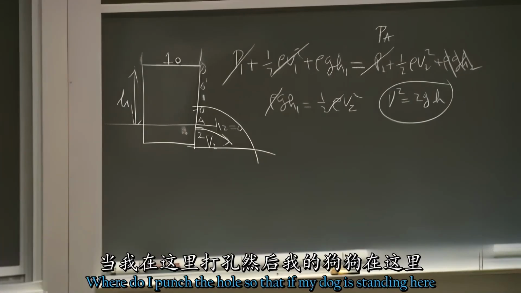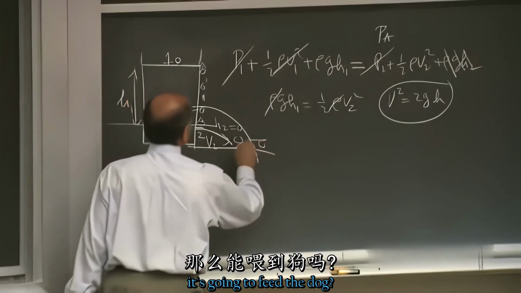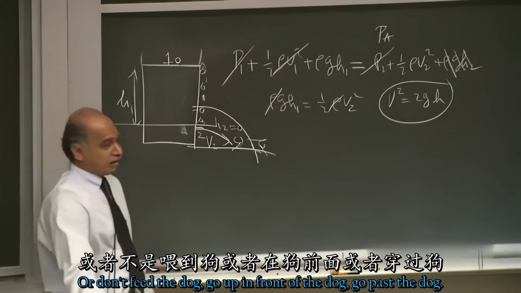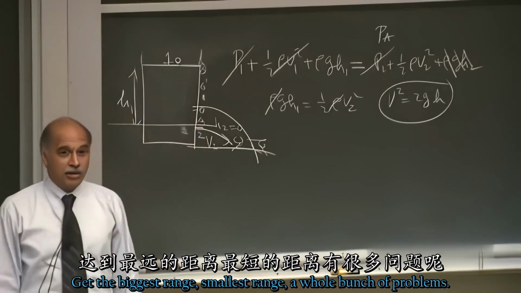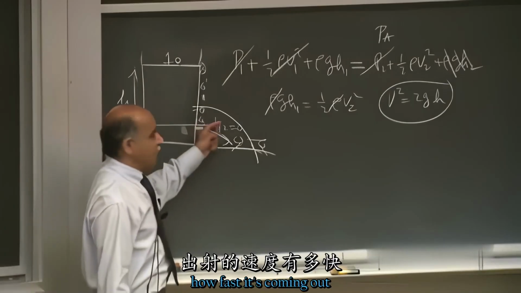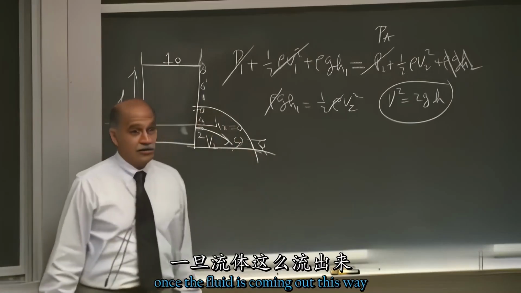Where do I punch the hole so that if my dog is standing here, it's going to feed the dog? Or don't feed the dog, go in front of the dog, go past the dog, get the biggest range, smallest range, whole bunch of problems. They will combine this Bernoulli, who will tell you how fast it's coming out, with chapter 1 of how to do trajectories once the fluid is coming out this way.